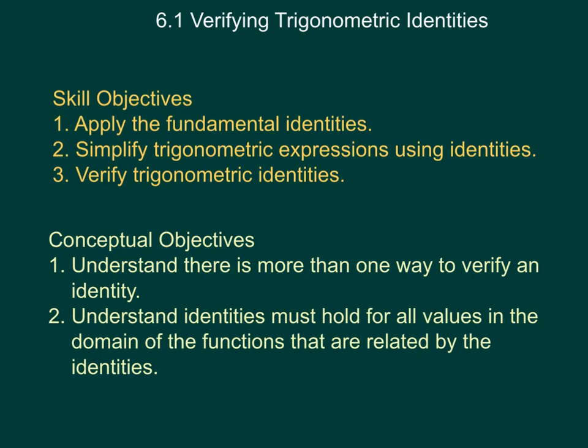Some of the things that you really need to realize with this, the conceptual objectives. Number 1, understand there's more than one way to verify an identity. And number 2, understand identities must hold for all values of the domain of the functions that are related by the identities. Keep in mind that this first one here is a real important one because there are a lot of different ways to do each one of these.